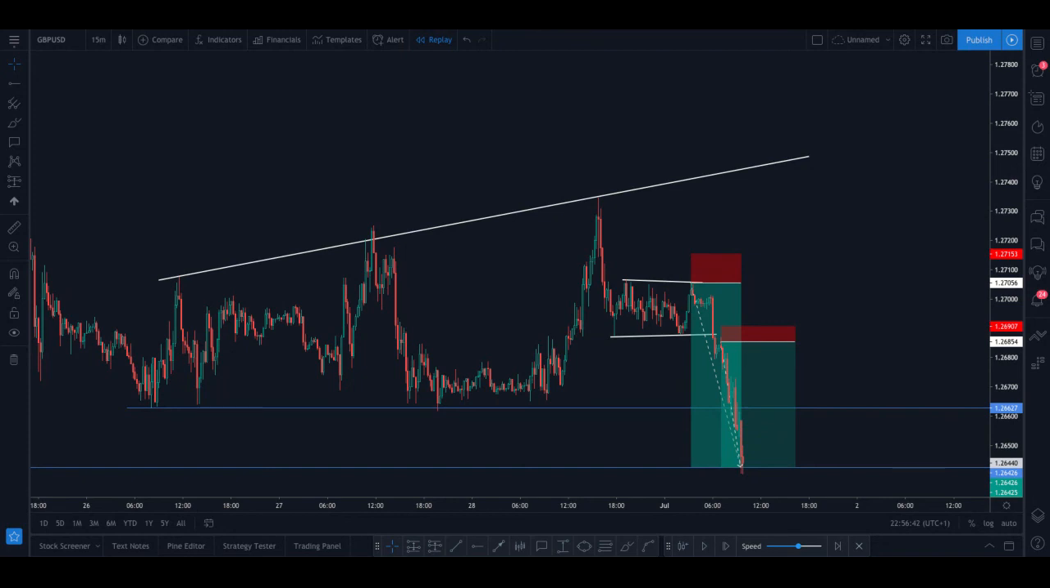Status, win, exit date, I think this is still the 1st of July. Yep, 1st of July. Fill this in for both. 1st of July 2019.